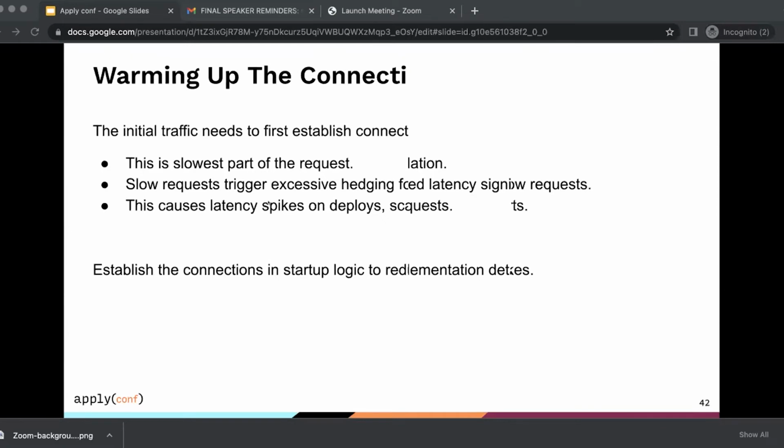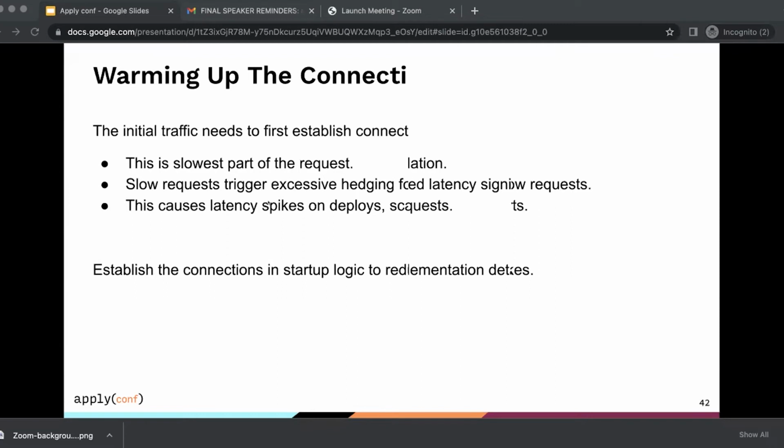Next up is warming up the connection pool. This really applies when you're deploying or restarting your service, or a scaling mechanism happens. The initial traffic that hits your service is going to have to establish those connections, and that really is the slowest part of the request.